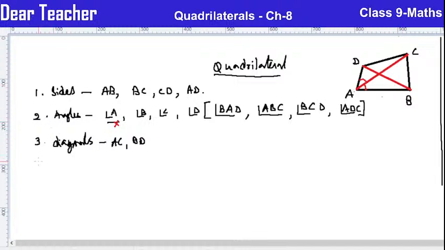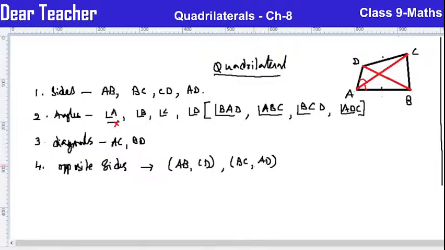Then the fourth one: you should know what opposite sides are. What is a pair of opposite sides? For example, AB is a side, and its opposite side is CD. So AB and CD are a pair of opposite sides. Suppose BC is one side, its pair is AD. So there are two pairs of opposite sides: AB and CD, and BC and AD.